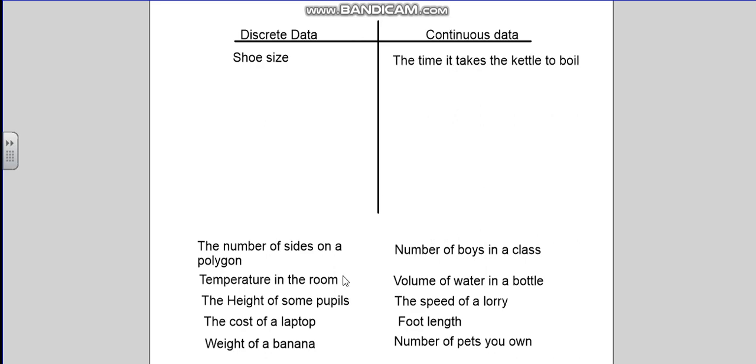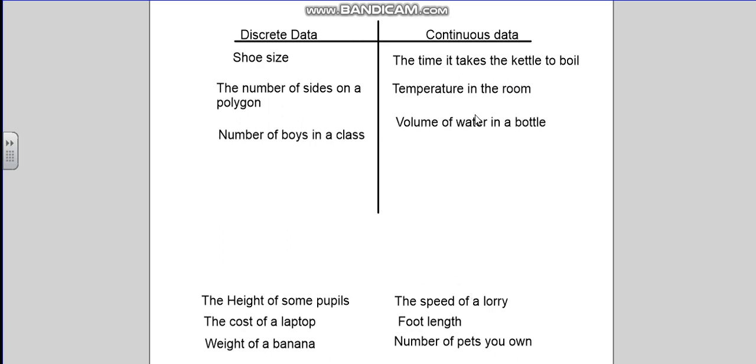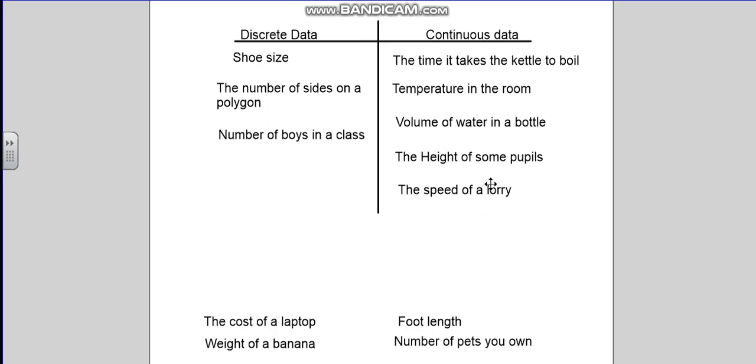Okay. The number of sides on a polygon, well, again, that's counting, so that's going to be discrete. You can't have 2.5 sides. The number of boys in a class, again, that's counting, so that's going to be discrete. The temperature in the room, well, that's continuous because you're measuring something. And volume is also a measurement, so that's continuous. The height of some pupils, well, again, height is continuous because it's a measurement. The speed of a lorry, that's continuous because that's a measurement.